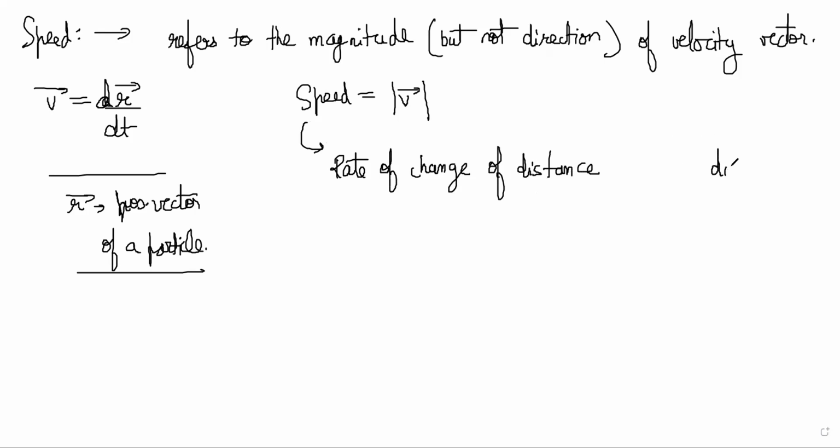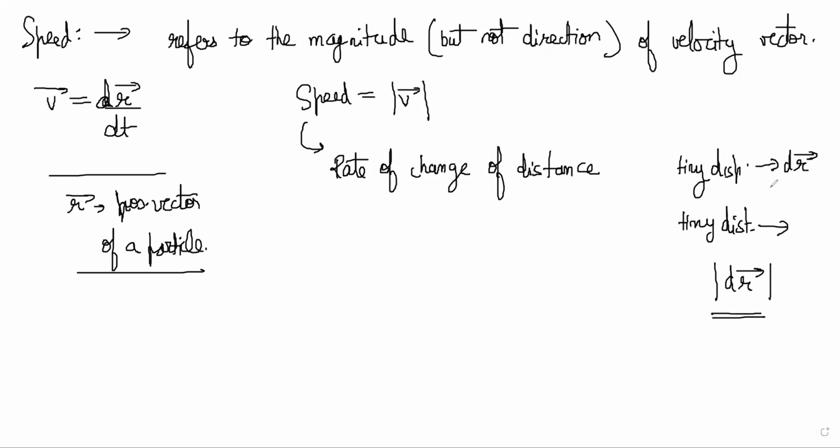So if displacement was defined as a tiny displacement, your dr vector, a tiny distance covered here would be mod of dr, right? Because if your displacement was negative, distance is still positive. So therefore, you just have to put an absolute value sign on the displacement to get the distance.